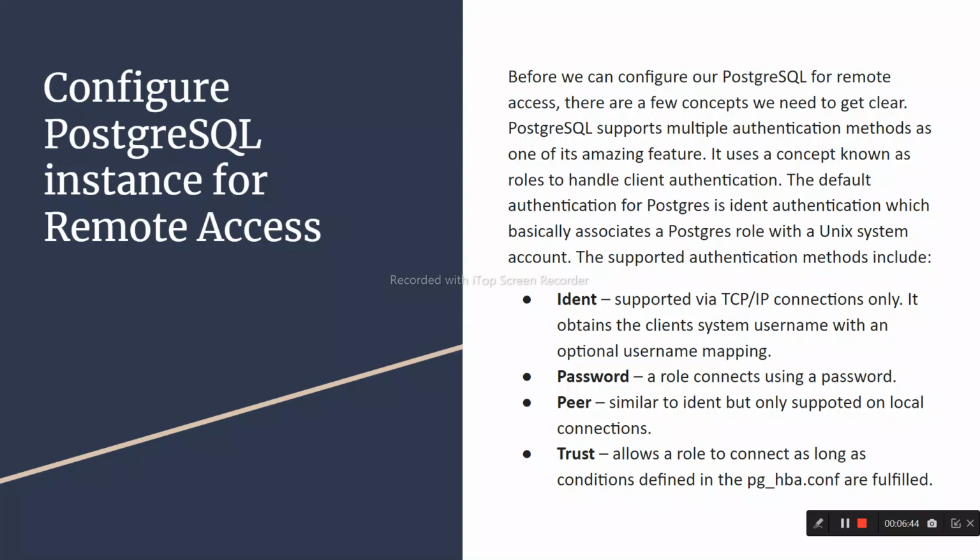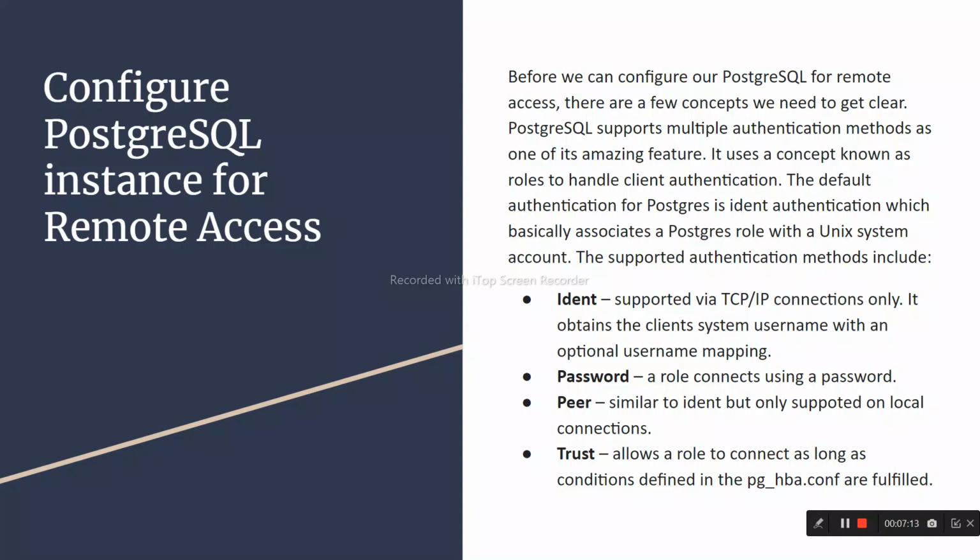Ident authentication is supported via TCP/IP connection only. It obtains the client system username with an optional username mapping. Then password: a role connects using a password. Peer is similar to ident but only supported on local connections. Then trust allows a role to connect as long as the conditions defined in the pg_hba.conf are fulfilled.